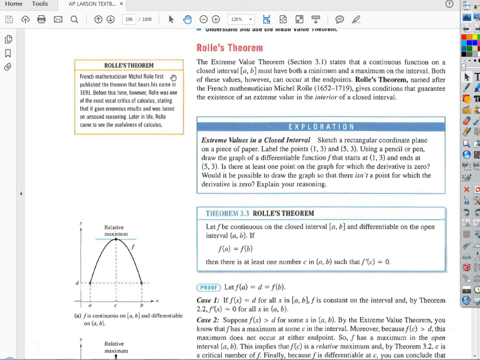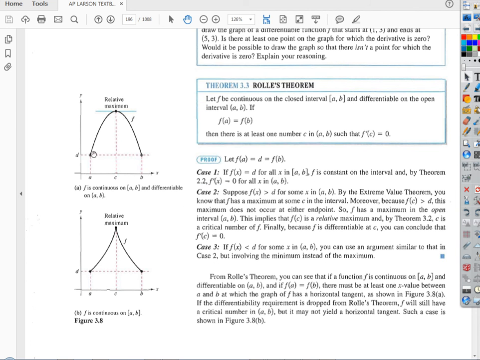Rolle's theorem just says if f is continuous on the closed interval, and pay close attention to this because we're going to define it in a different way that's really cool. If f is continuous on the closed interval a to b, and differentiable on the open interval a to b, then if f of a equals f of b, there's got to be at least one number c in the interior interval such that f prime of c equals 0. So let's look at that. There are two things I want to point out here. One of them is a new way of saying something.